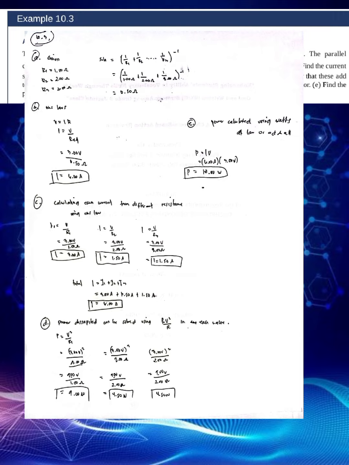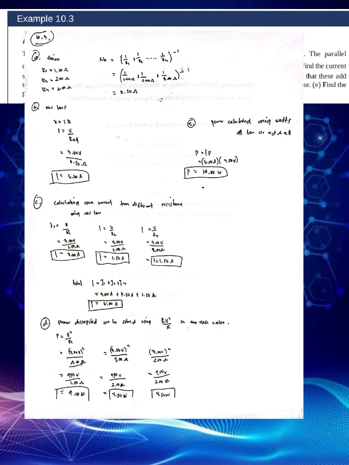So we will total them. For the total, we will add them. So current 1 plus current 2 plus current 3. So our current 1 here is 3 ampere. Our current 2 is 1.50 and same with the current 3. So 3 ampere plus 1.50 ampere plus 1.50. So we get our current is equals to 6 ampere.